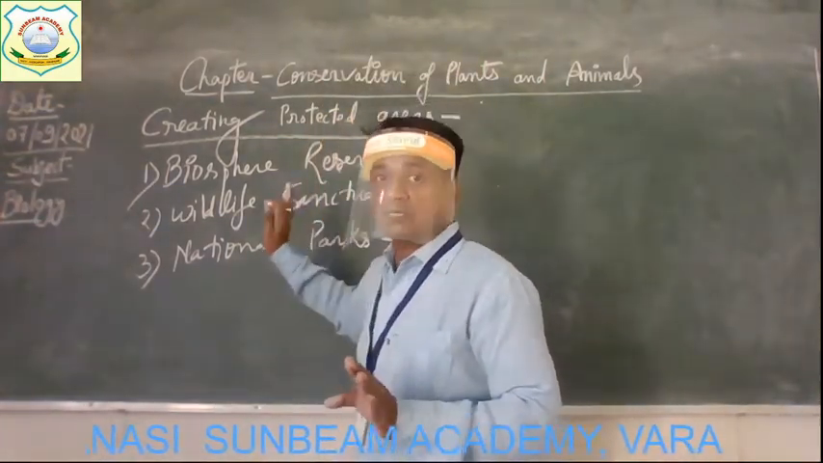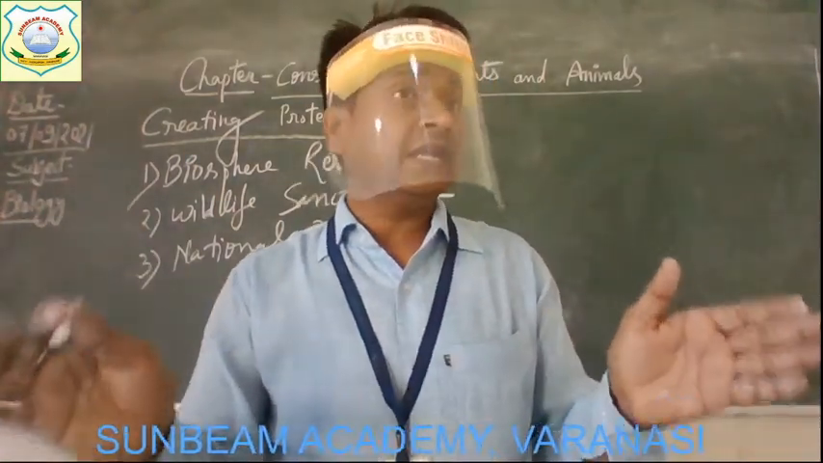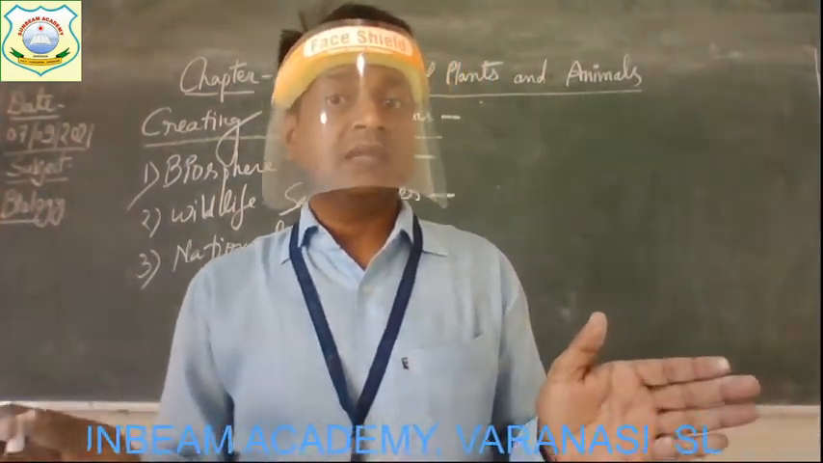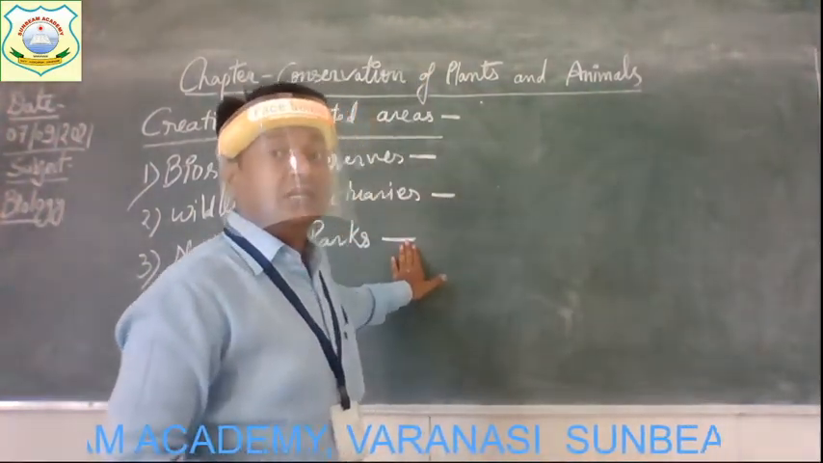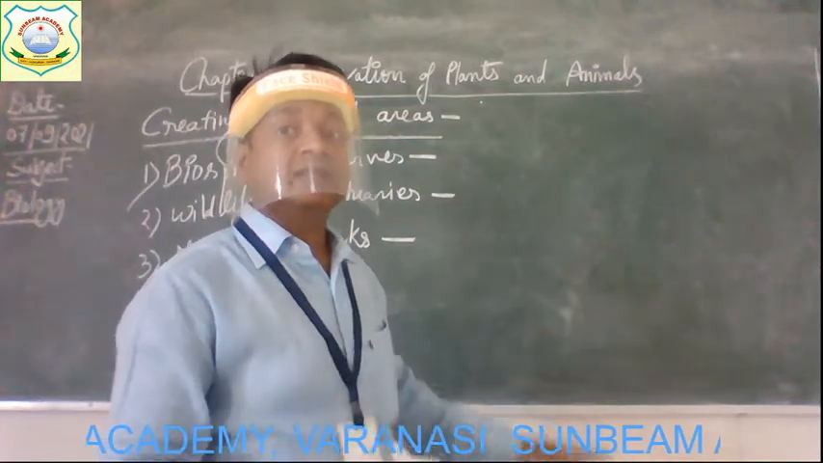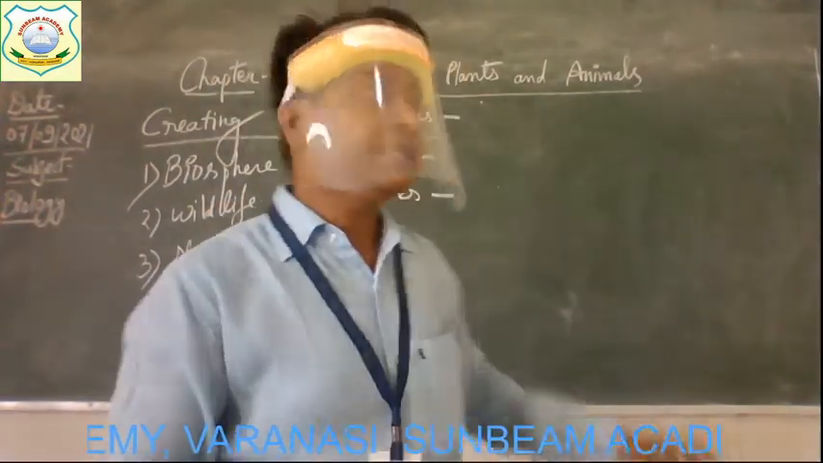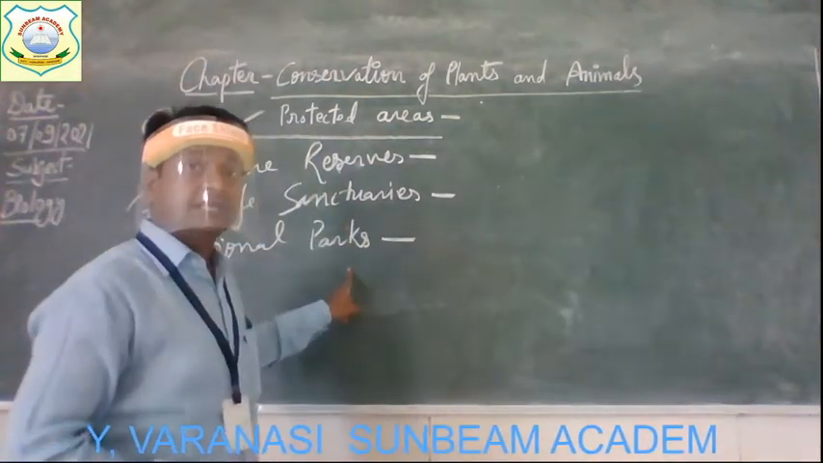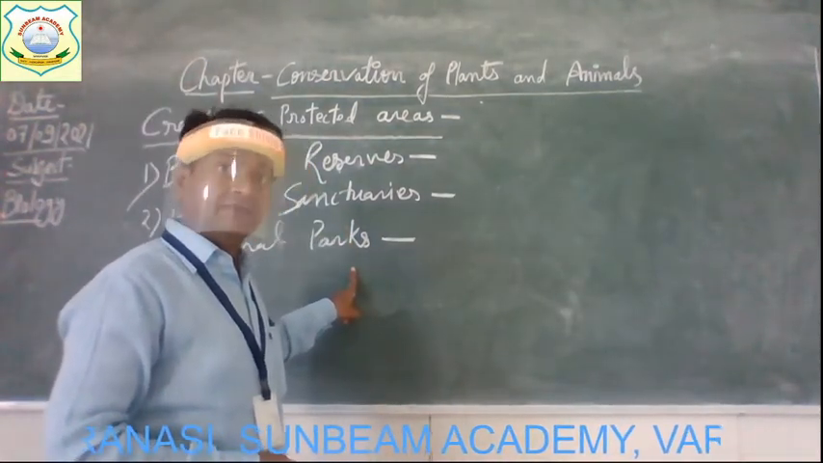Now come to the next, national parks and wildlife sanctuaries. They are also protected areas. They are made mainly to protect the forest and preserve wildlife. Why are these two made? Wildlife sanctuaries and national parks are made just to protect the forest and wildlife.